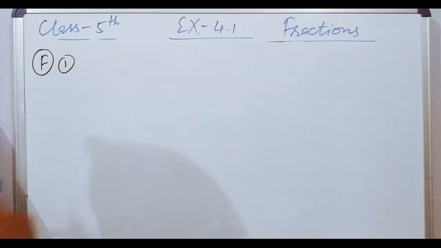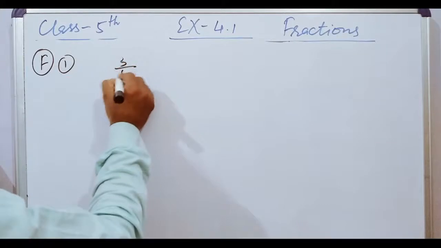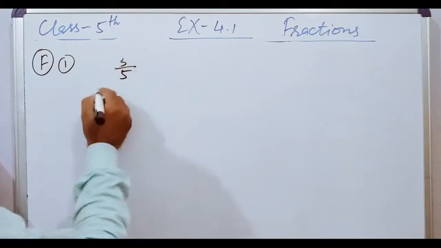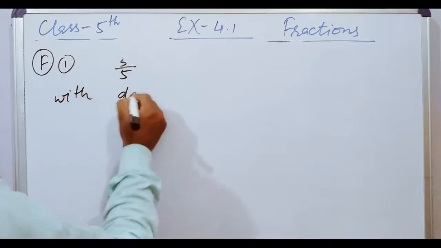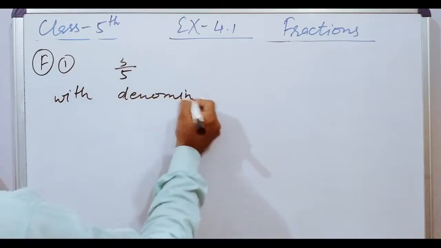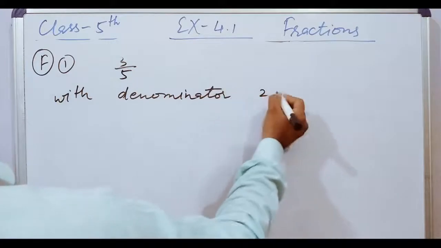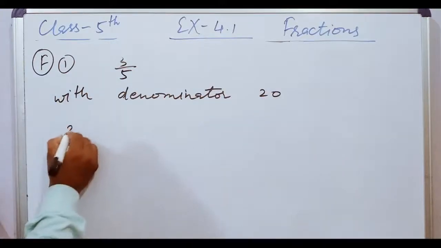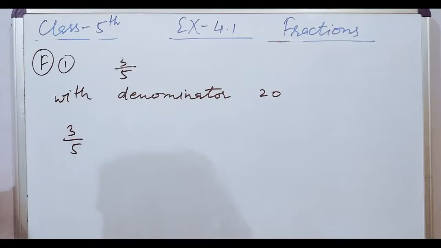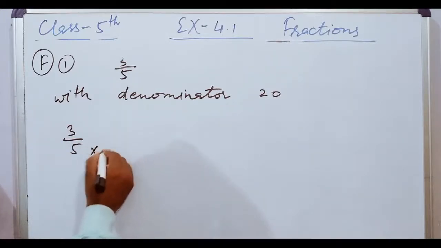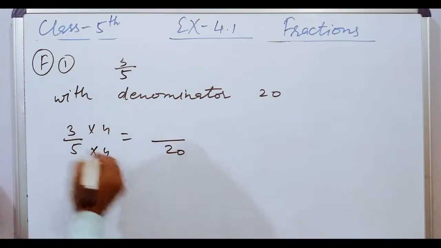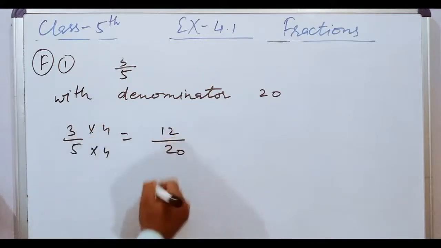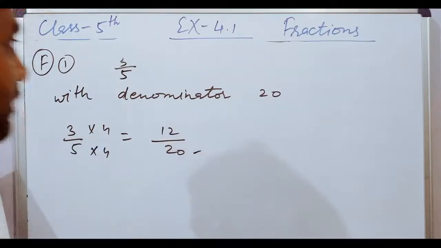Find the equivalent fraction of 3 upon 5 with denominator 20. How will we do it? 3 upon 5, we have to make the denominator 20, so we'll multiply it by 4. 5 4s are 20, 3 4s are 12. Okay, now we have denominator 20.